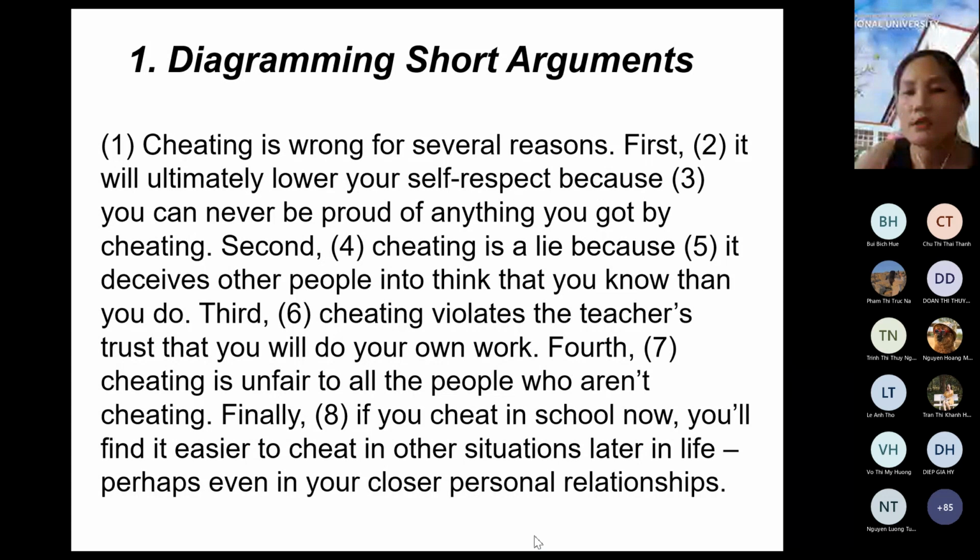Okay, so let's check the answers. Now here we can see that, yeah, it's very long, but the good news is I read the numbers for you. All right, so we have 8 statements here, and all of you agree that the first statement is the main conclusion. So cheating is wrong for several reasons. Okay, first, because; second, because; third, fourth, and finally. So here we could see that whether 2, 4, 6, 7, and 8 are linked or independent is very much depending on how you judge their relations in order to come up with the conclusion.